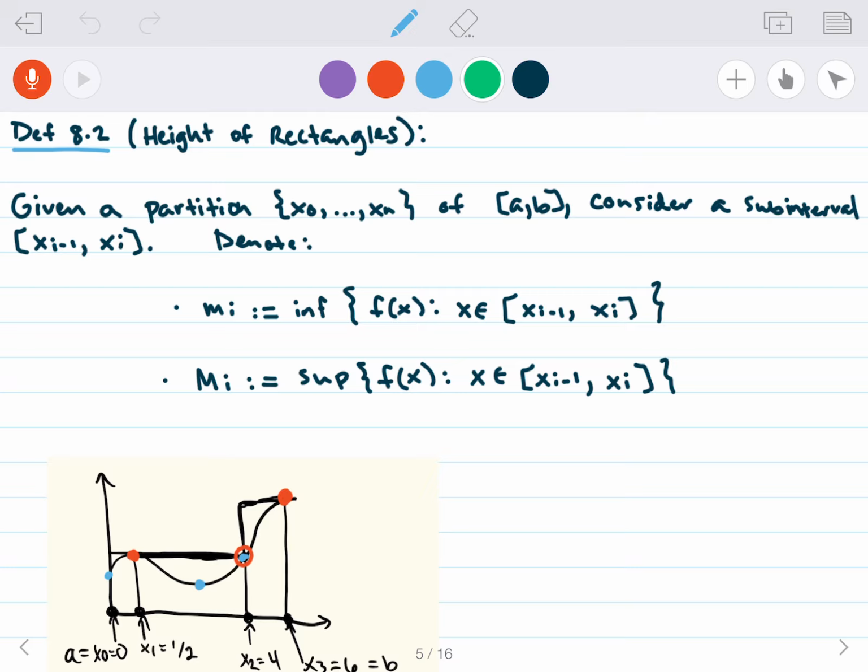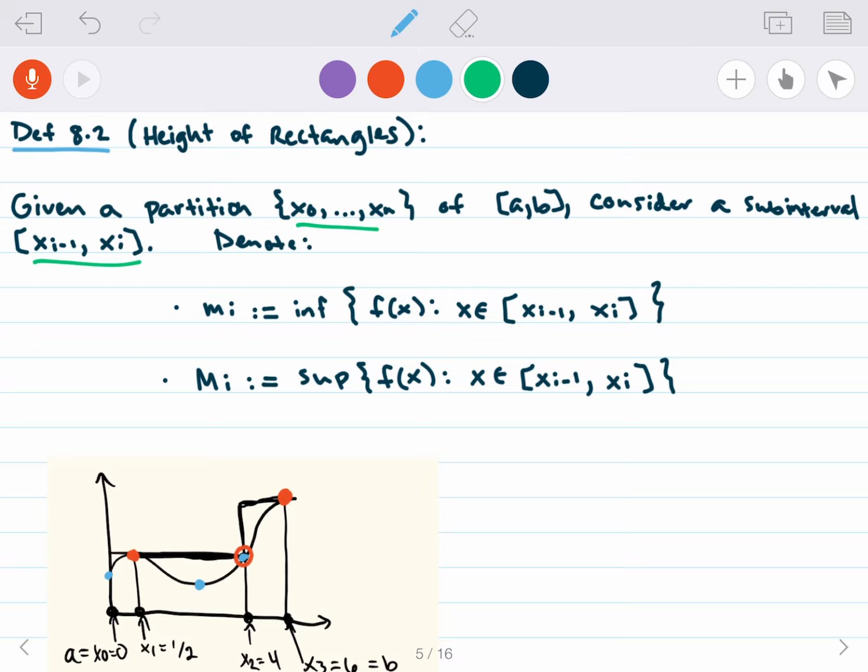We looked at height as the highest point on our curve over an interval, and that was either the rightmost point or the leftmost point when we looked at Riemann integration in Calc 1. But now we have some new language to describe this a little bit more accurately. So, given a partition x naught through xn, consider a subinterval.